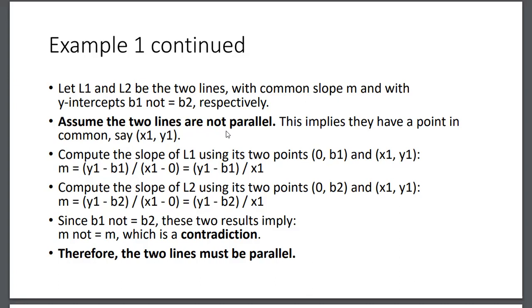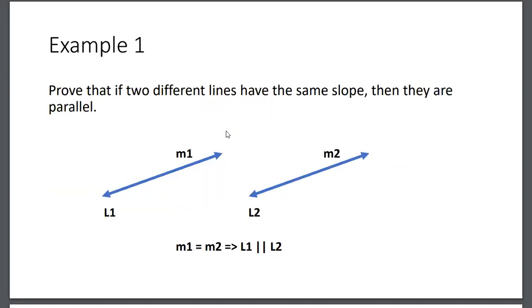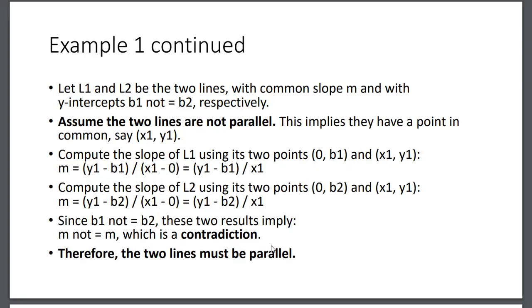Let's remember what we're doing here. If we go back, it says we want to prove that they are parallel. So we assume that they're not parallel. This implies they have a point in common, say x1, y1.